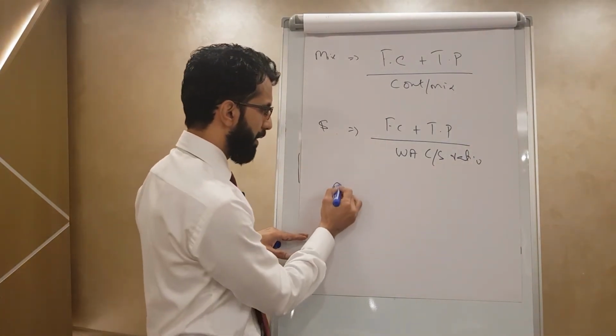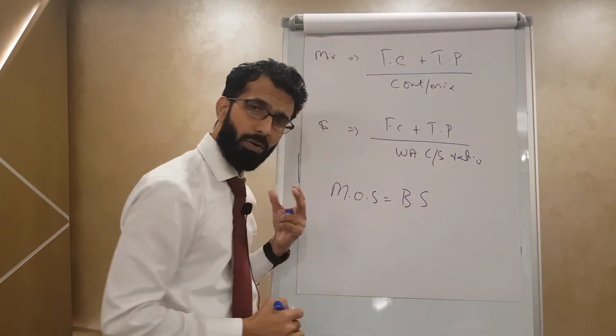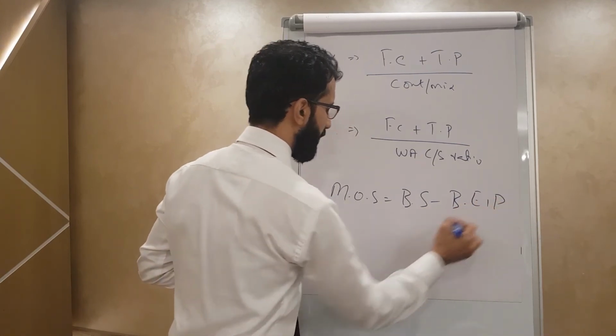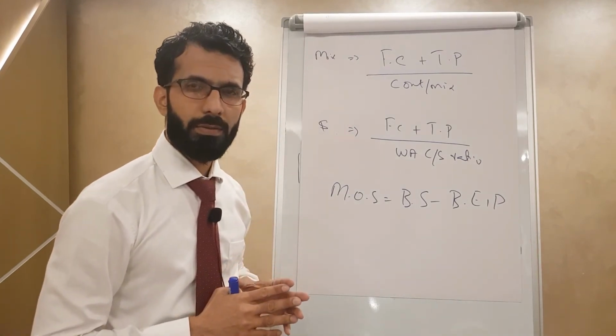And if you want to do the margin of safety, you can take the budgeted sales in total for all the products and the break even sales of all the products. It will give you an overall margin of safety with respect to all the products.